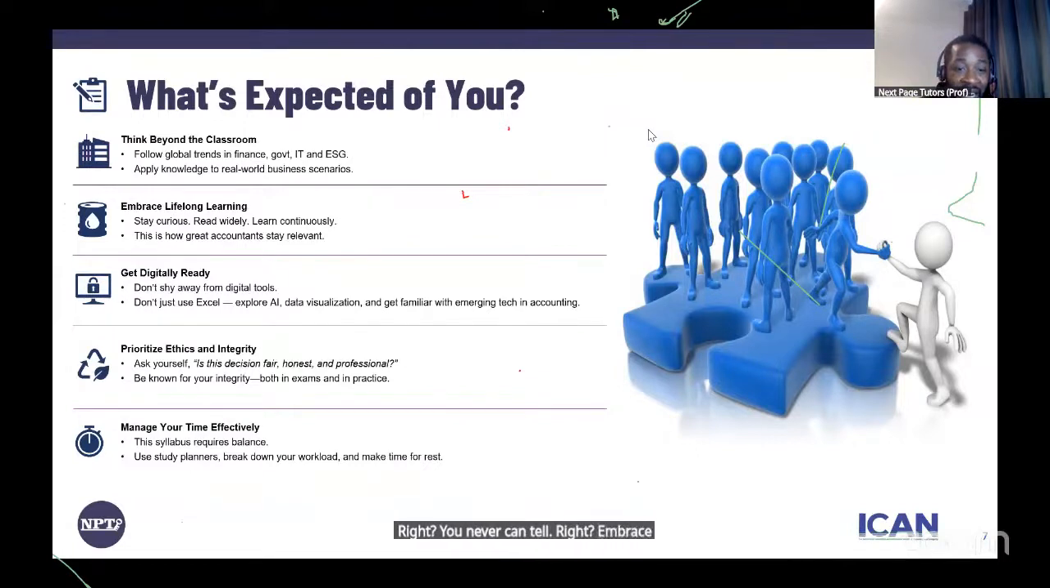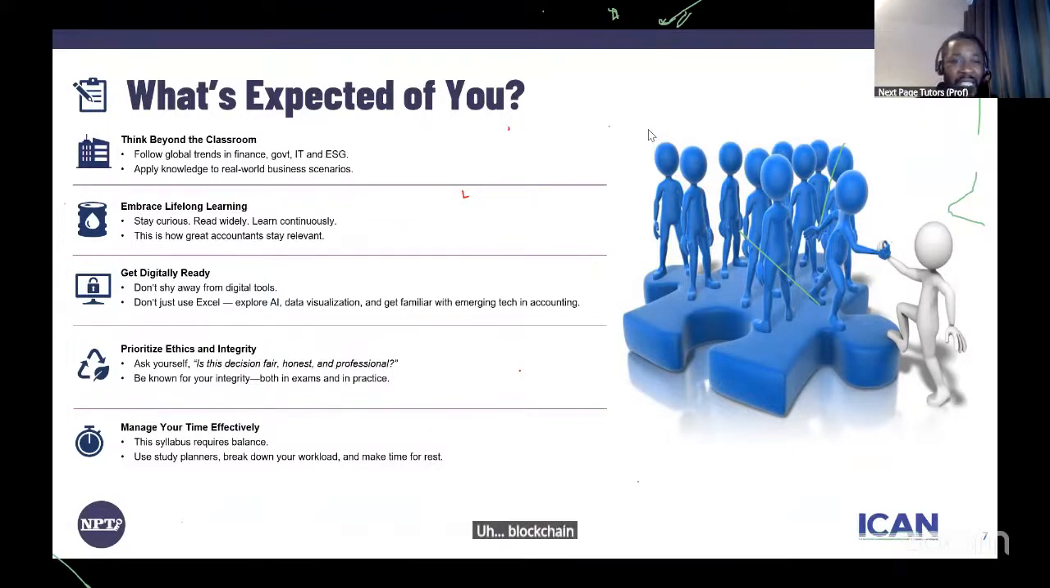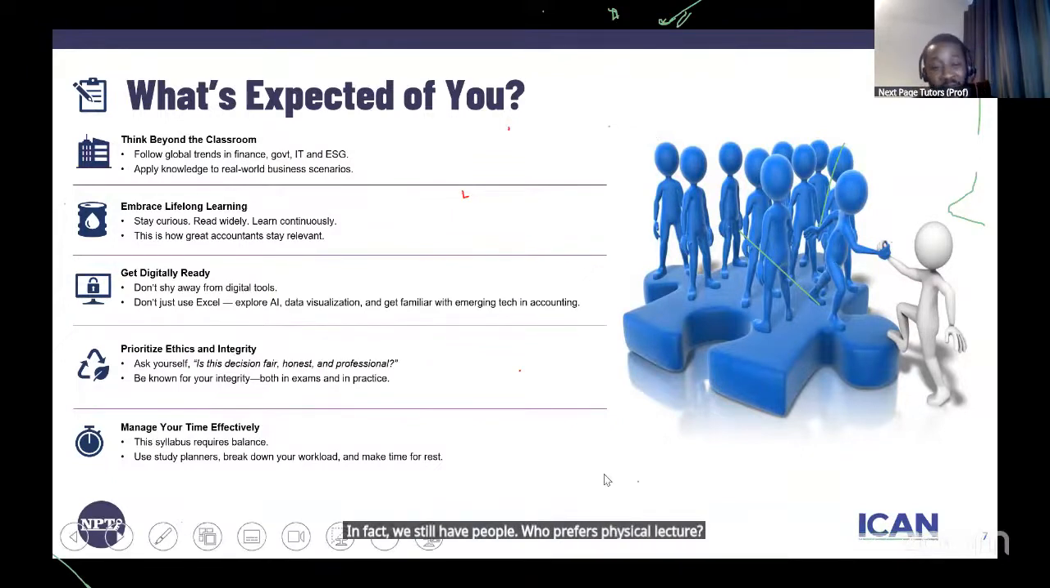Embrace lifelong learning. If you consider the things I talked about when it comes to blockchain, Excel, and some other things they are bringing into the syllabus, it tells you that you need to have an open mind. In fact, we still have people who prefer physical lecture. It's totally fine, but things are actually moving.